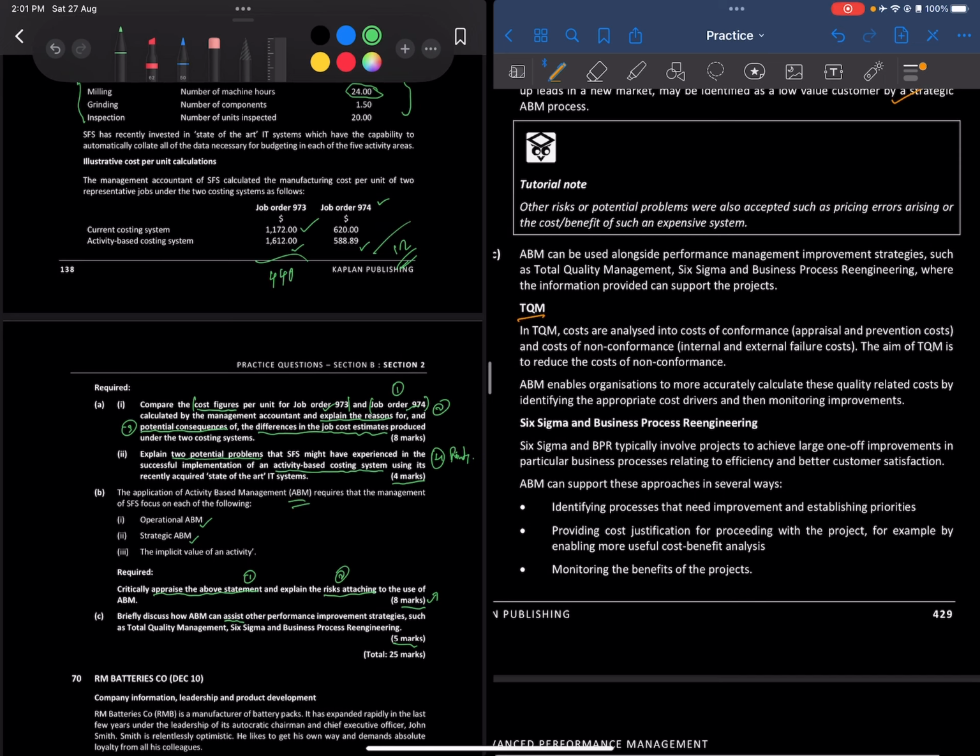So whatever goods are produced, they are produced to the specification. Appraisal cost is basically whatever is produced should be according to the standards, right? And then the other cost is non-conformance cost, non-compliance cost, right? So it's basically whether it's internal failure or external failure. So those are the costs. So costs can be analyzed into cost of conformance and cost of non-conformance.